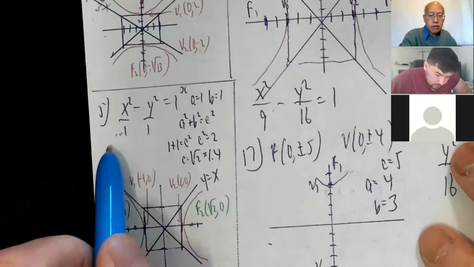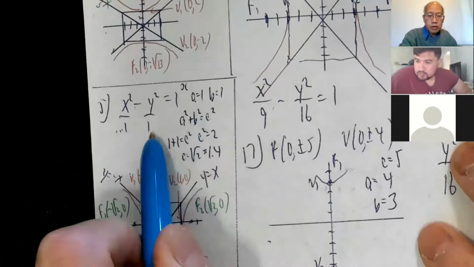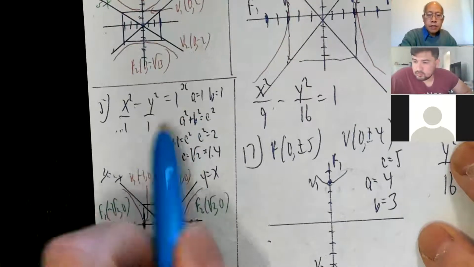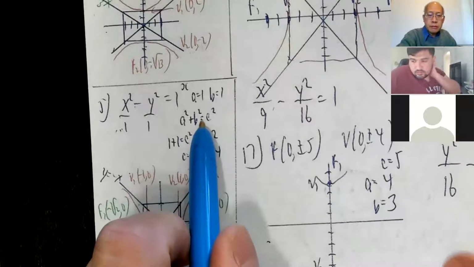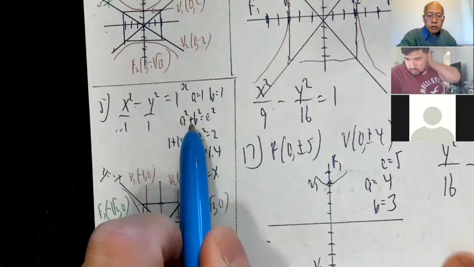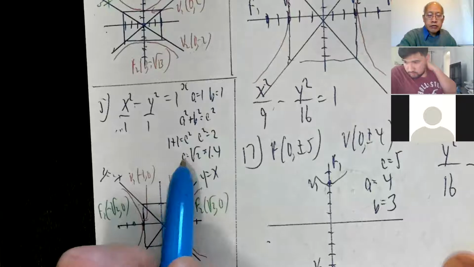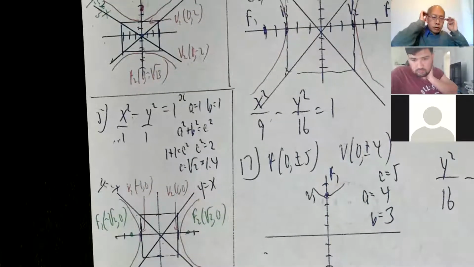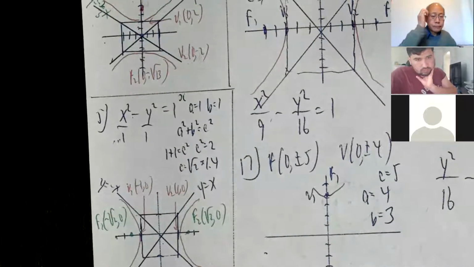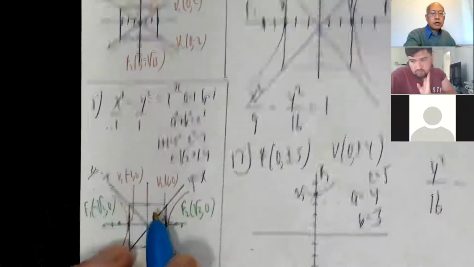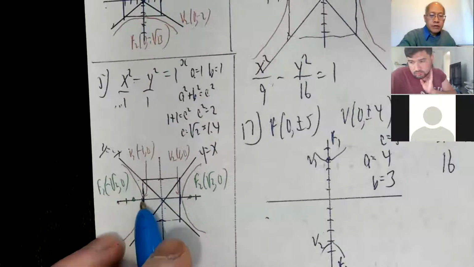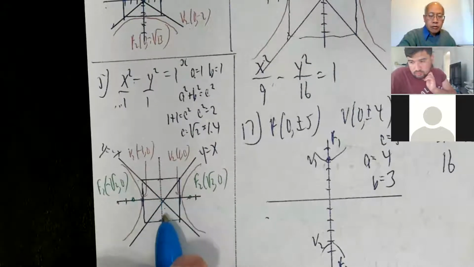So a is the square root of 1, which is 1. B is the square root of 1, which is 1. A squared plus b squared equals c squared for the hyperbola. 1 squared is 1, 1 squared is 1, 1 plus 1 is 2. C is radical 2, which is about 1.4. All right, so from the center, which is the origin, 1 left, 1 right, 1 up, 1 down.